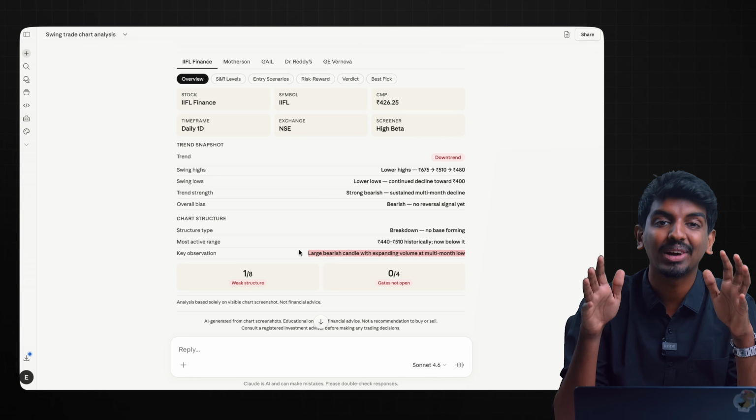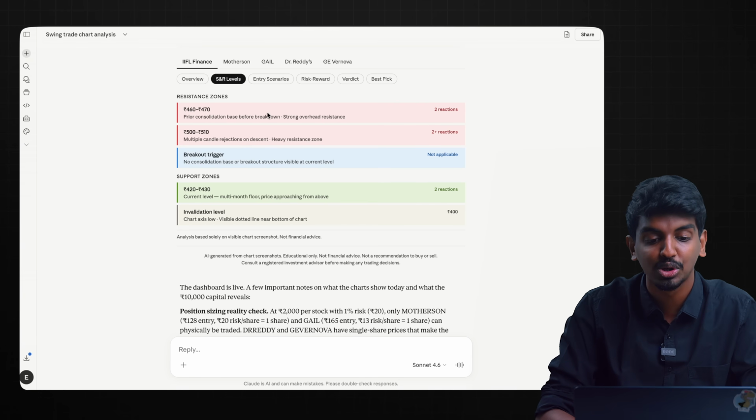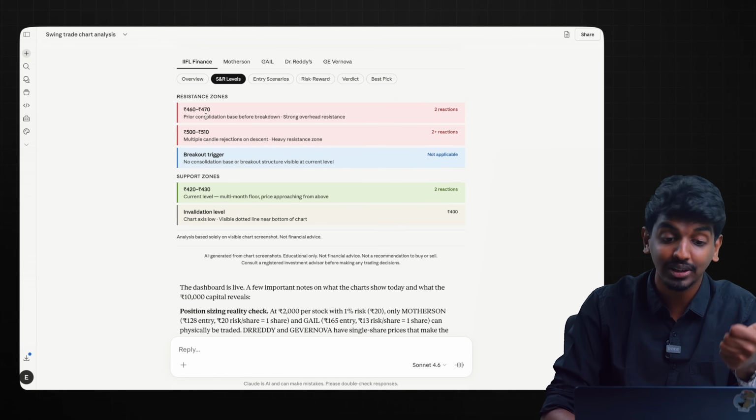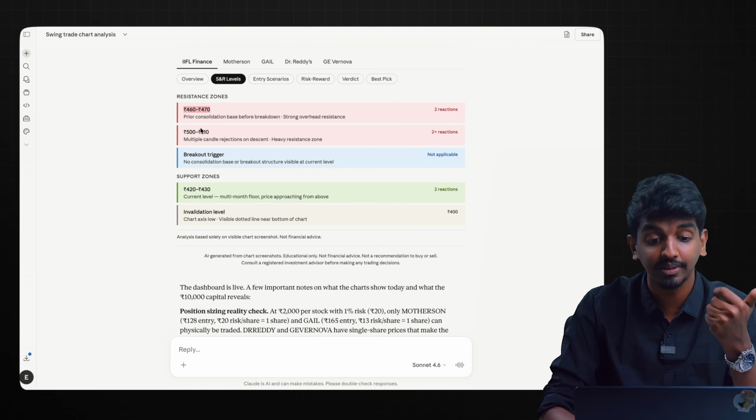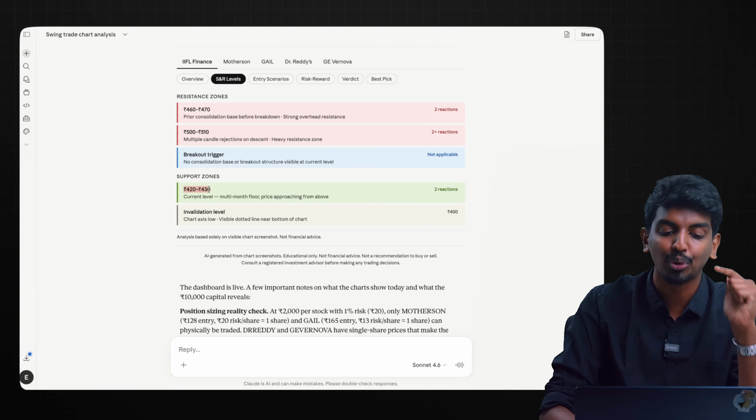Do not try to enter this stock at this level. But if you want to, then what are the levels that you should be watching out for? Support and resistance levels are also clearly marked. The first resistance is at 460 to 470. The second resistance will be at 500 to 510. Support will be at 420 to 430.